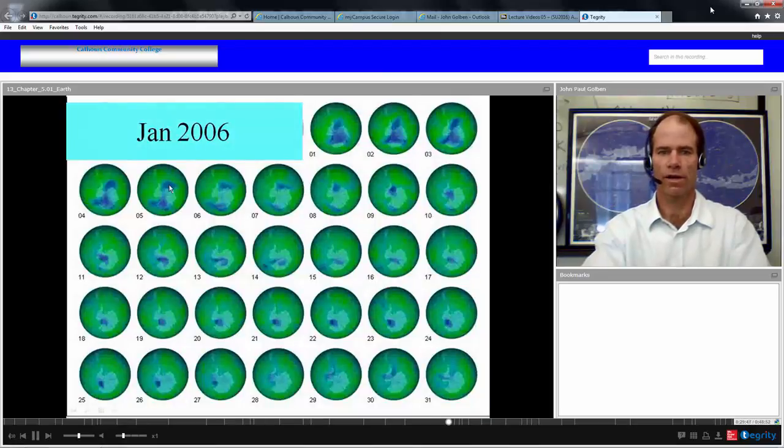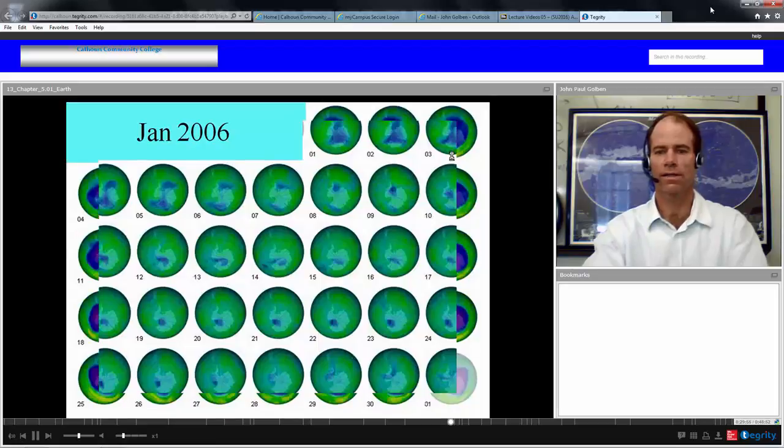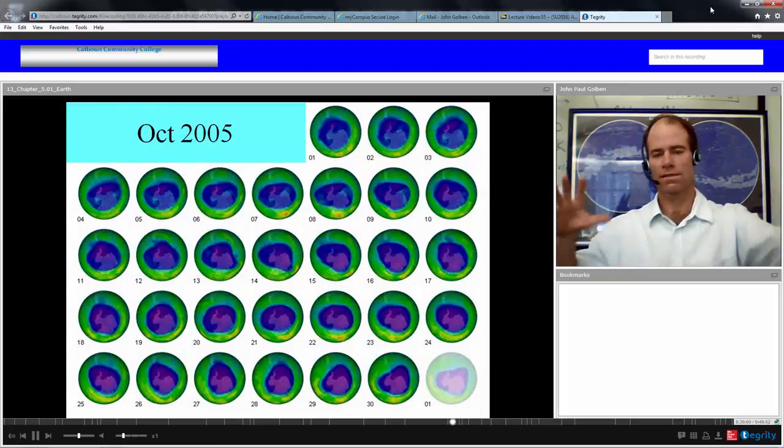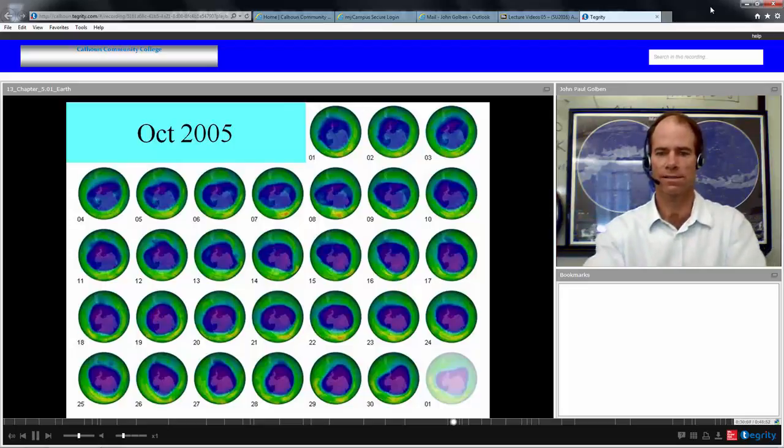Here's January, after those clouds have released the ozone, so it's actually not too bad in January. But here was the October just prior to that, and we can see that every day of that October was a mess, as this ozone layer was real thin over the Antarctic continent.